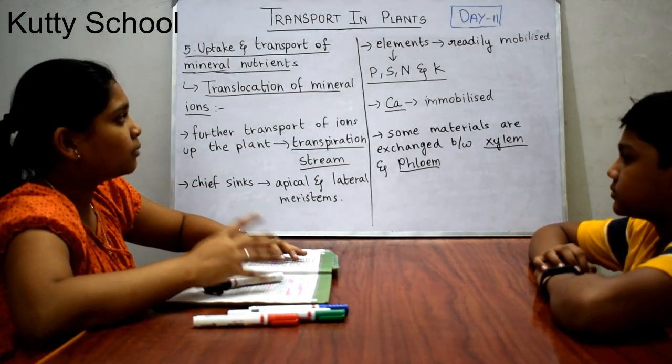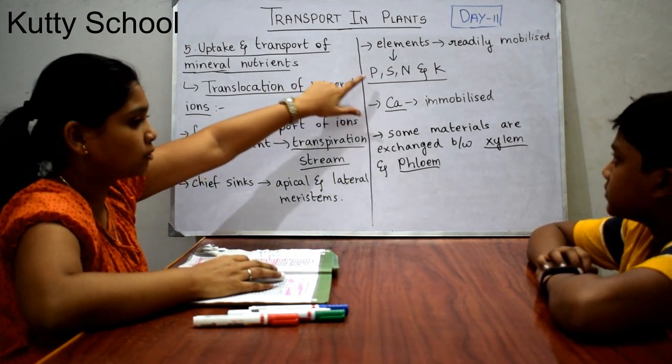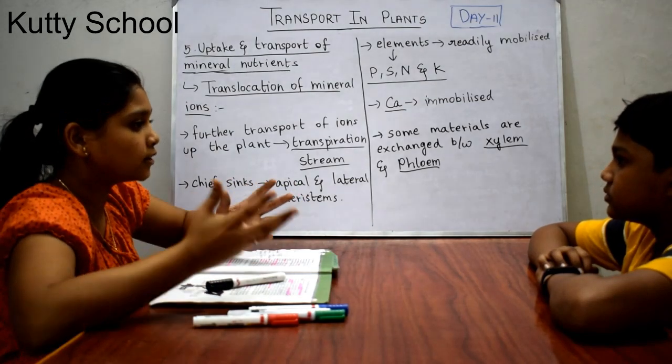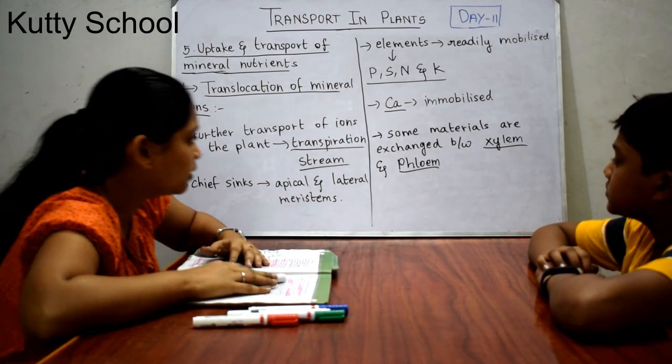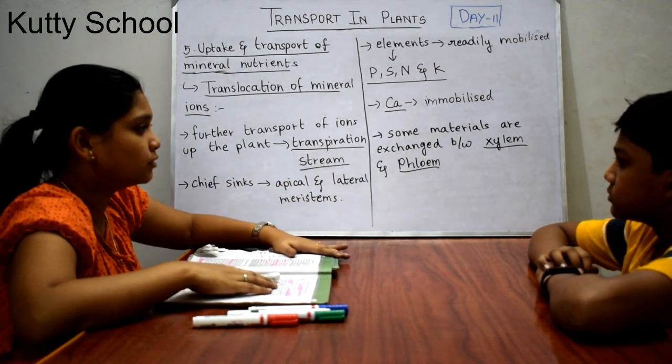Elements which are readily remobilized are phosphorus, sulfur, nitrogen and potassium. These elements can easily move from older parts to younger stems and new parts of the plant. So this is about minerals generally.